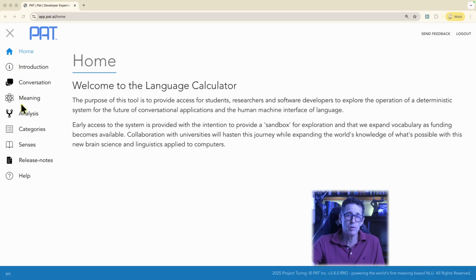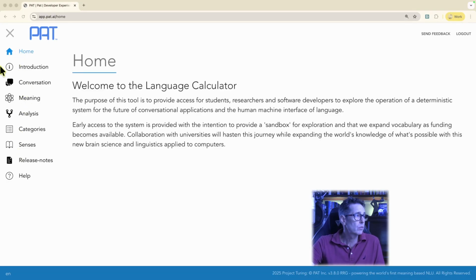Today I want to do a quick walkthrough of the language calculator, or what we're calling the early access for universities and people interested in natural language understanding. Okay, so let's get into it. We have here a number of options.